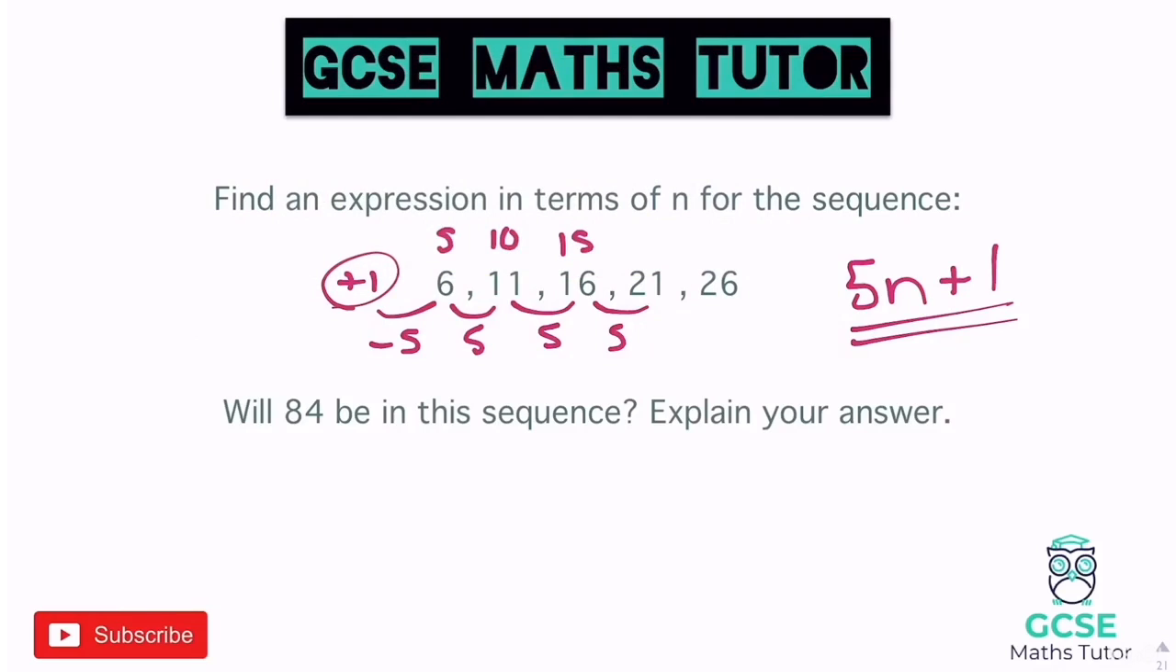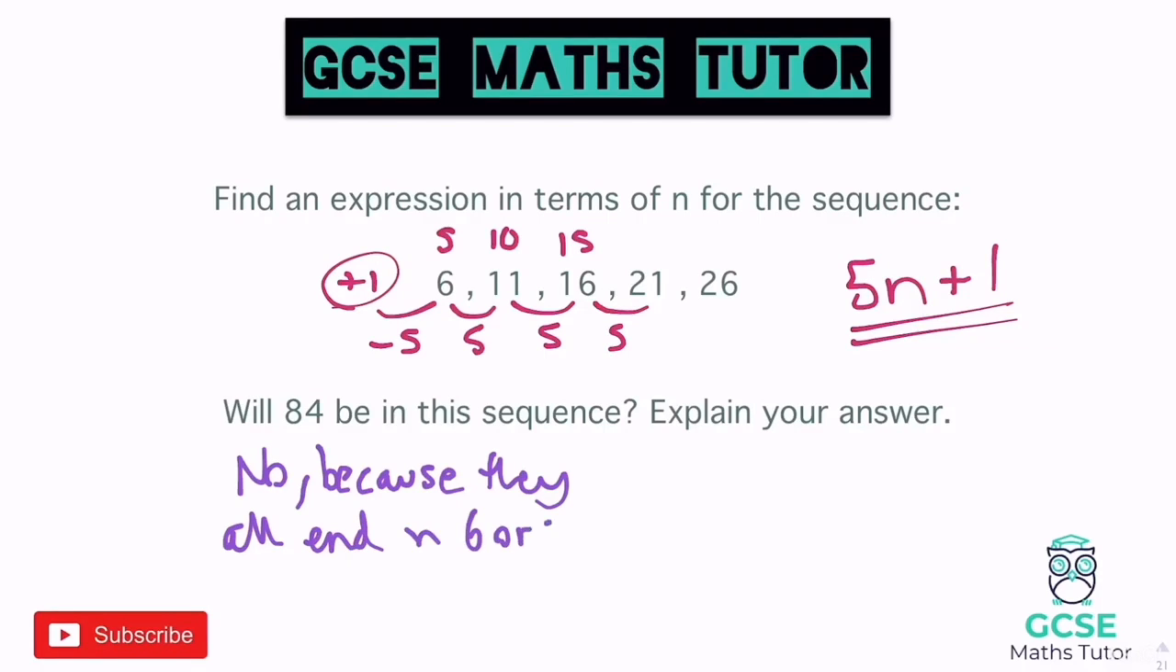So if you have a look at all these numbers, 6, 11, 16, 21, 26, they all end in 6 or 1. So I would be able to say no, because all the numbers end in 6 or 1. But there is another way of doing this. There we go, they all end in 6 or 1. So that's option 1.